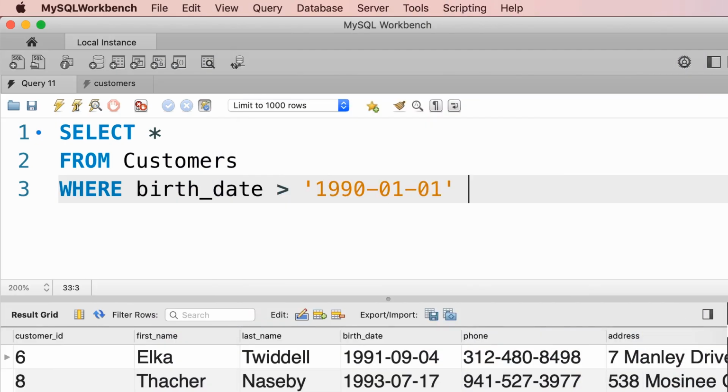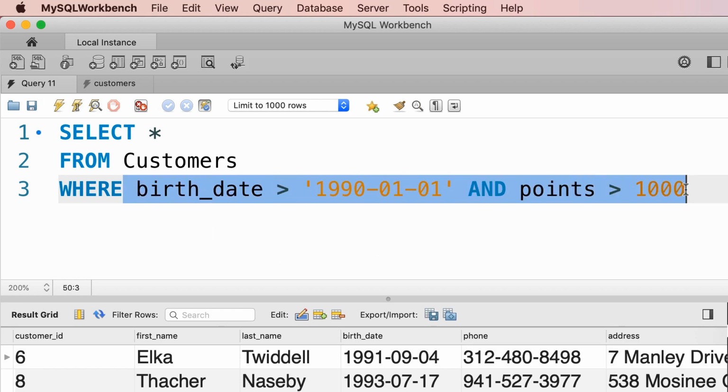In this tutorial, I'm going to show you how to combine multiple search conditions when filtering data. So let's say we want to get all the customers that are born after January 1st, 1990, who also happen to have more than 1,000 points. So this is where we use the AND operator. So we type out AND, and after we type out another condition, like points greater than 1,000. Now, when we execute this query, we only get customers who have both these conditions.